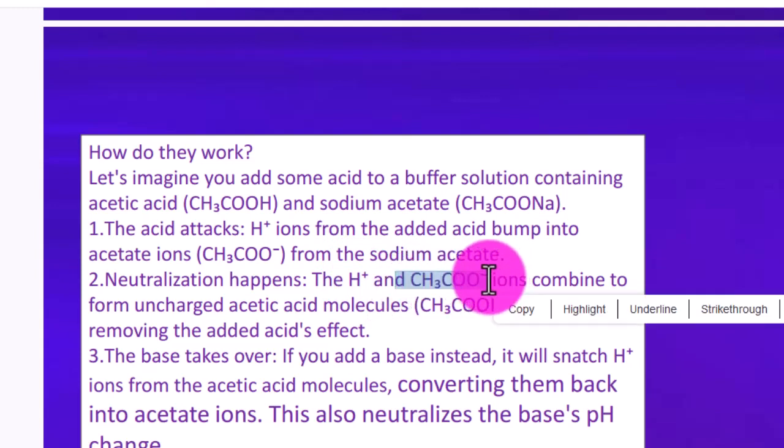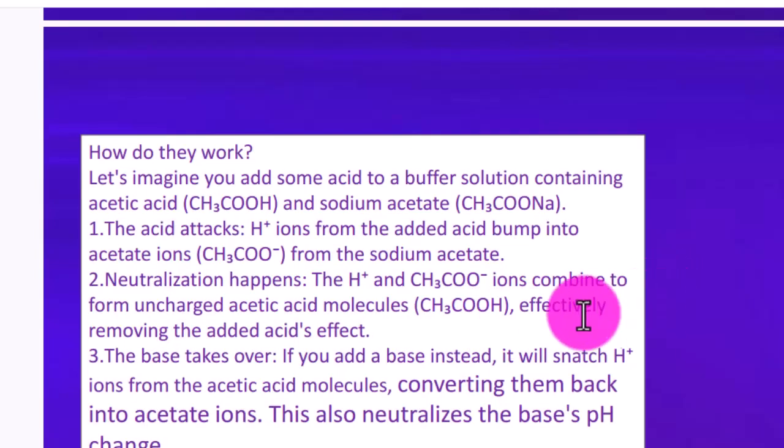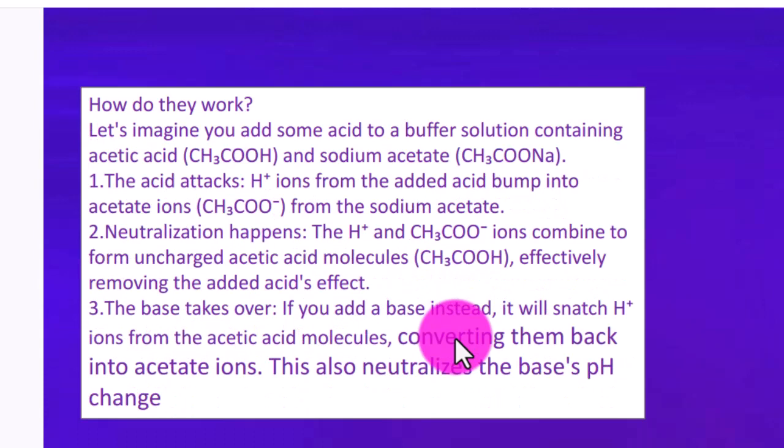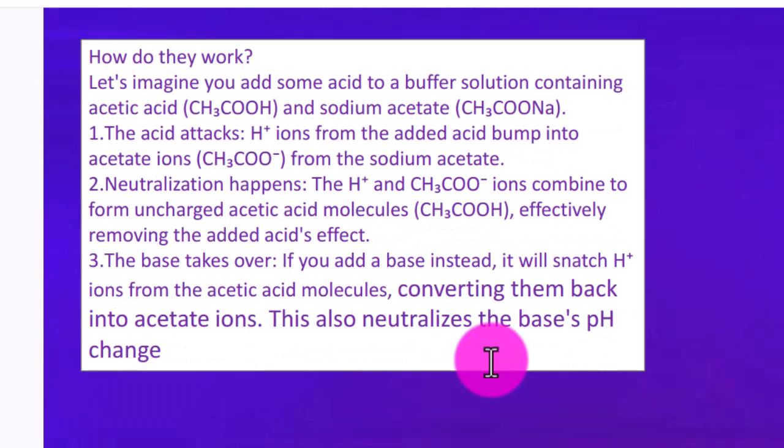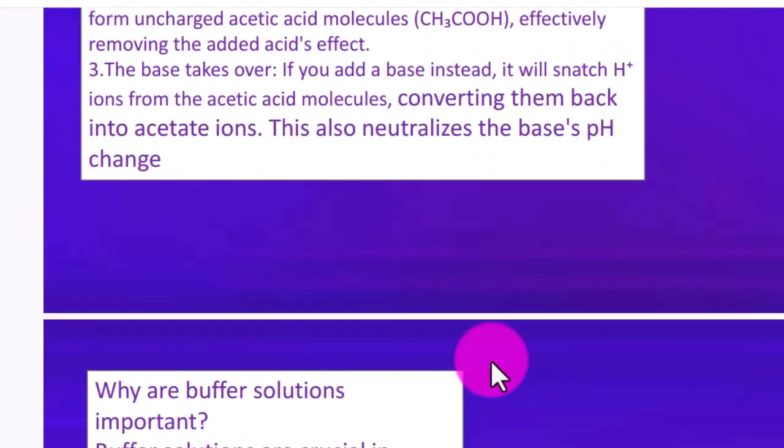The negative ion with the positive ion forms CH3COOH, effectively removing the added acid's effect. The base takes over. If you add a base instead, it will snatch H+ ions, the hydrogen ions, from the acetic acid molecule, converting them back into acetate ion. This also neutralizes the base's pH change.